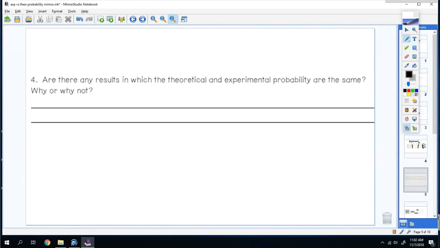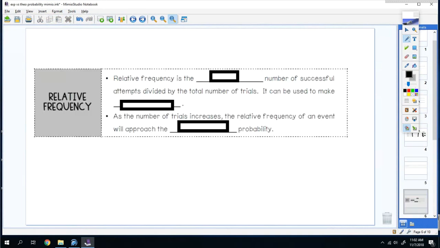So it says, are there any results in which the theoretical and experimental probability are the same? No, but they're relatively close. Okay, it's okay for experimental and theoretical not to be the same, but they'll be in the same proximity. They're very close to each other.